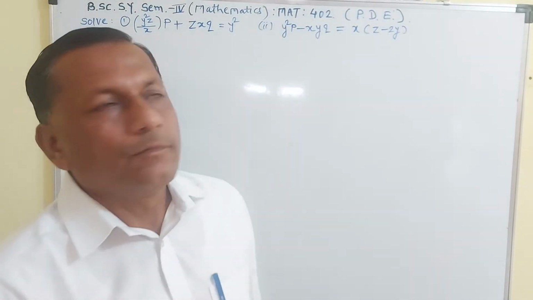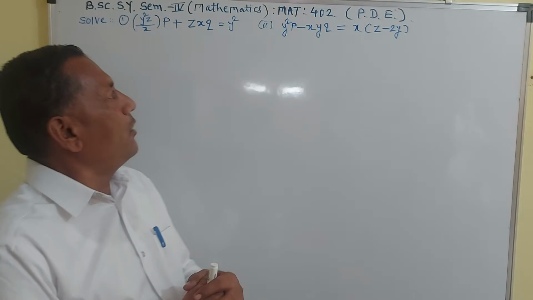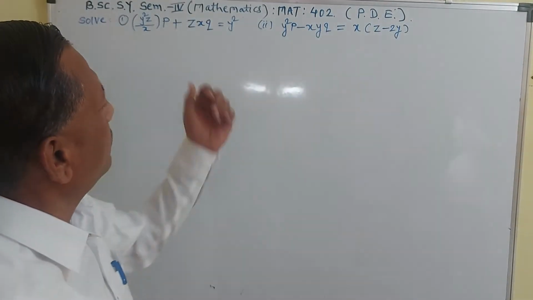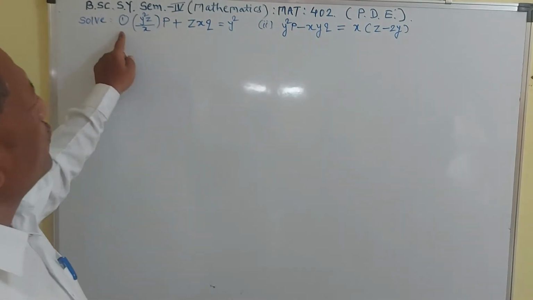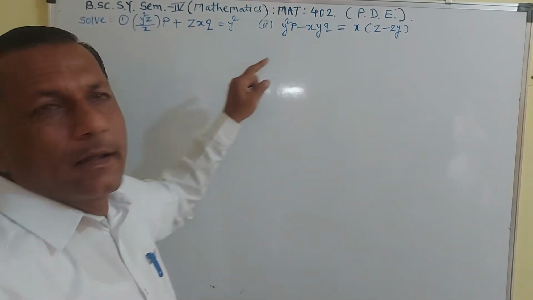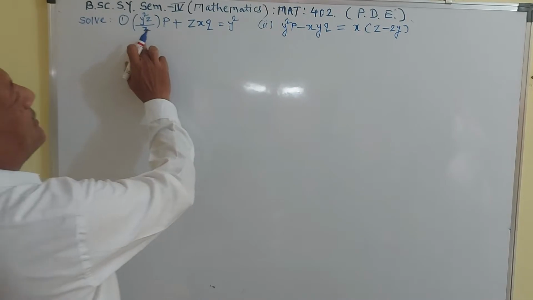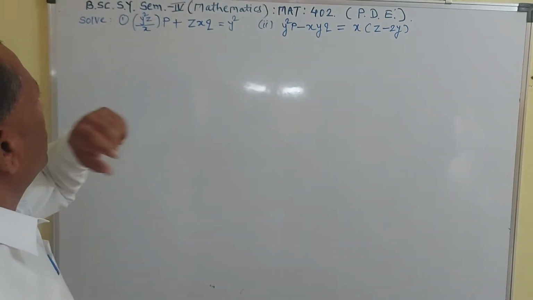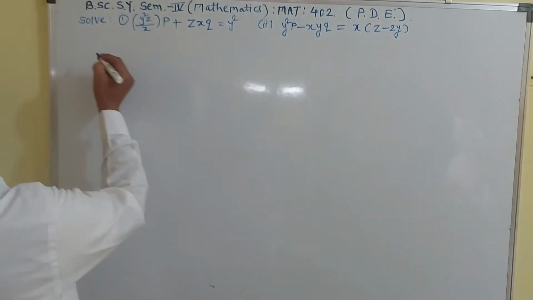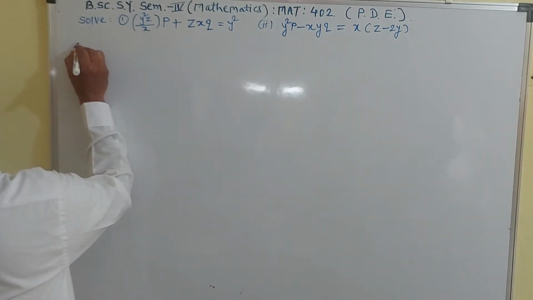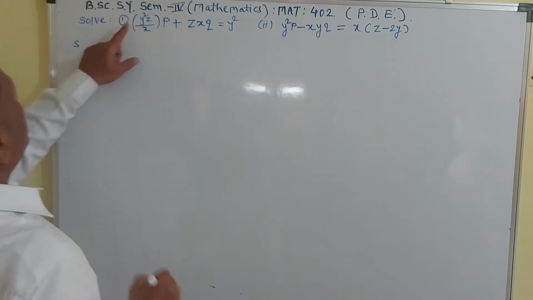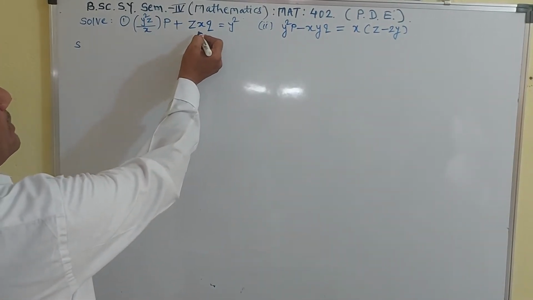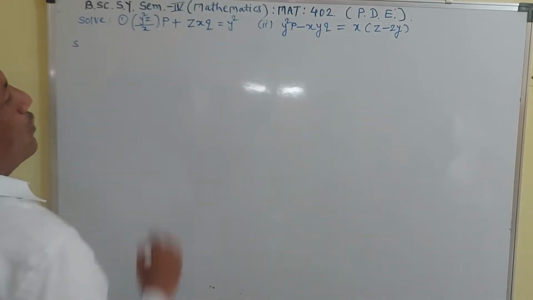Hello students, now we know how to solve the Lagrange's partial differential equation of order 1 and we have solved one example. Today we see two examples, solving them using the Lagrange's partial differential equation by the grouping method. So first is, solution. Here first is y square z upon x into p plus zx q is equal to y square.